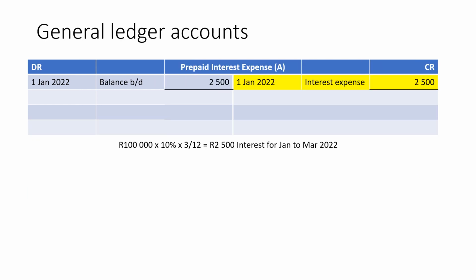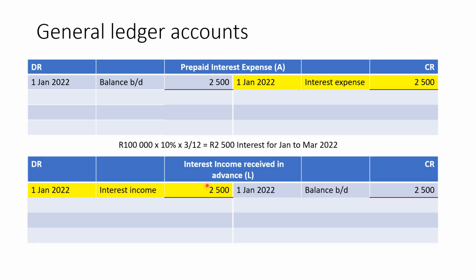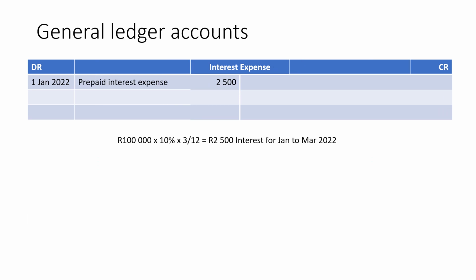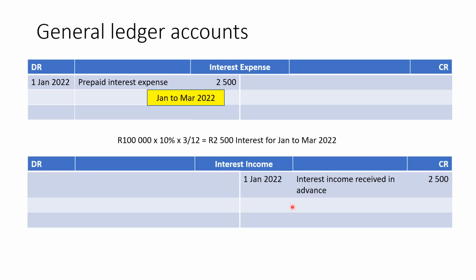So this is what the general ledger accounts would look like for interest paid. So the prepaid interest expense is being reduced. And the interest income in advance, if we're talking about a liability, an asset on which interest income was received in advance, we're now reversing that interest income received in advance. And the other side of the entry, if we're talking about the interest expense on the loan, we're going to be debiting the interest expense with the interest for January to March, and we're going to be crediting the interest income with the interest for January to March.